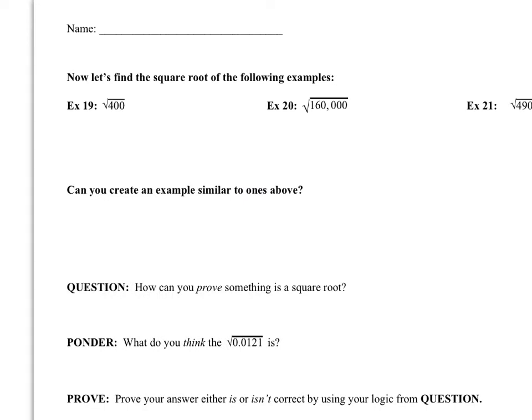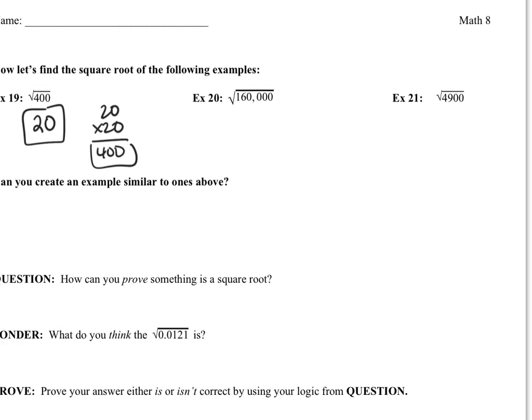So if I wanted to find the square root of 400, I would guess that it would have a 2 in it, because the square root of 4 is 2, and I might try 20, and then I would check it. 20 times 20 is going to be 400, which would be the right answer. See if you can come up with the square roots of 160,000 and 4,900, and prove your answer by checking you're right by squaring the numbers that you think they are. Pause the video, press play when you're ready to check your answers.